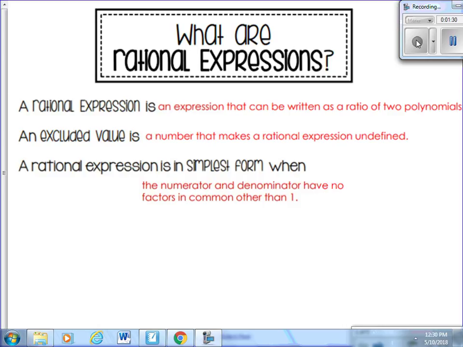A rational expression is in simplest form when the numerator and the denominator have no factors in common other than 1. Meaning there's nothing that you could factor out, nothing that you could cancel, no greatest common factors, nothing that can be reduced. It is as broken down as far as you can get it. And we'll be practicing that here in just a minute as well.